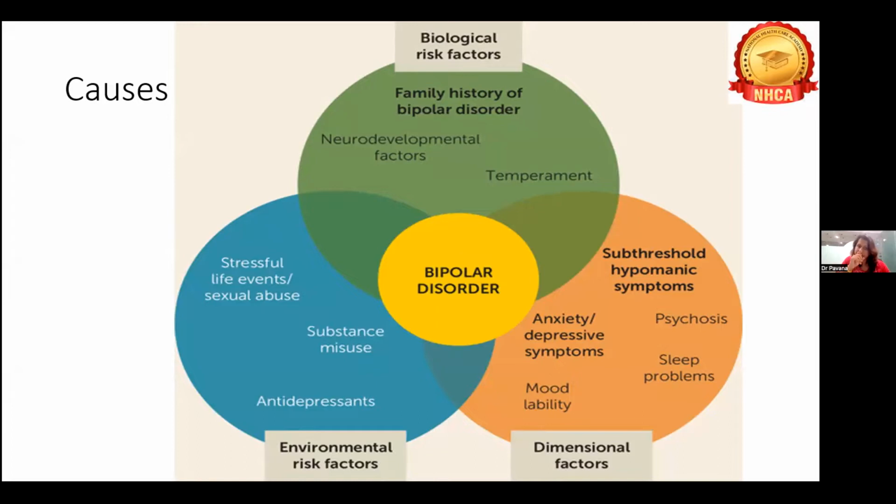One is, we have segregated multiple things here, like biological risk factors. The biological risk factors are having a family history, neurodevelopmental factors, and having a temperament like impulsivity, being more prone to gambling or drug addiction. All these are temperamental traits, seen in people who present with ADHD, and they are also more prone to developing bipolar affective disorders.